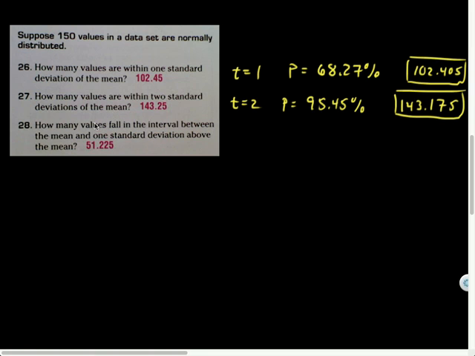And then it says how many values fall in the interval between the mean and 1 standard deviation above the mean. So let's actually draw a picture of this for 28. Oh, that's a relatively straight line there. I'm kind of proud of that.